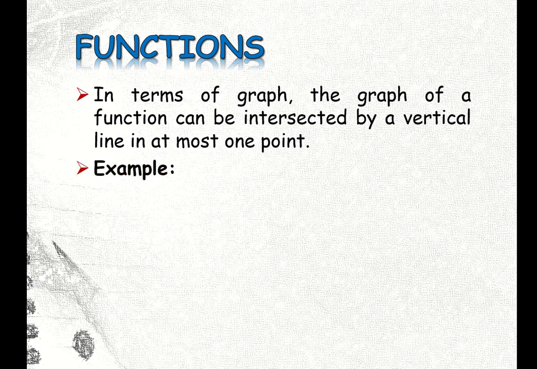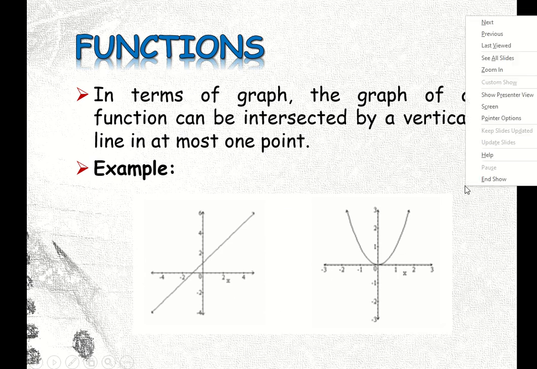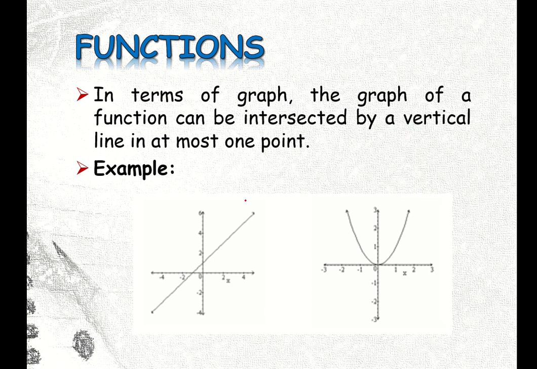For example, if you have these two graphs here, we have a parabola that opens up and we have a slanted line. What we're going to do is just draw a vertical line like this. If you draw this line and see that it intersects only at one point, at this point here, we can say that this line is a function. Also, if you draw a vertical line here, it intersects only at this point. So we can say that this relation is a function. By using this vertical line test, we conclude that this is a function.